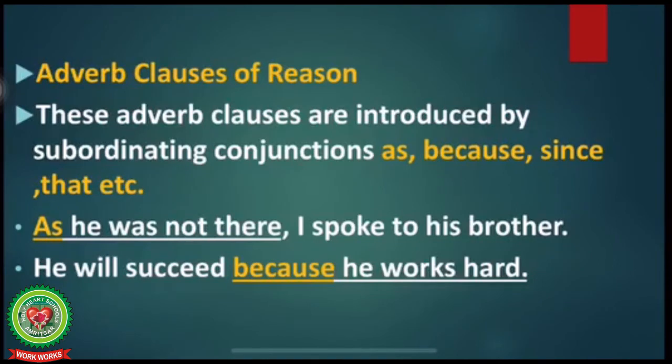Similarly, see the next example. He will succeed because he works hard. Again, here because is a subordinating conjunction, and because he works hard is a subordinating clause, and he will succeed is a principal clause. Because he works hard is giving us the reason for his success. Why will he succeed? Because he works hard is an adverb clause of reason.